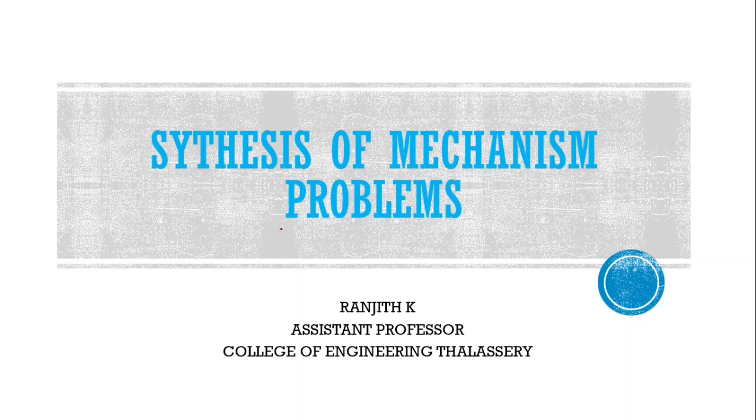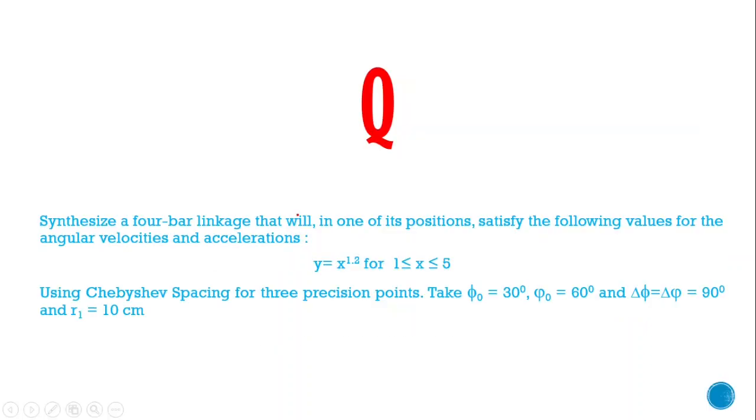Welcome all. Today we will look into one problem in synthesis of mechanism. Here is the question. Synthesize a 4-bar linkage that will in one of its positions satisfy the following values for the angular velocities and accelerations.